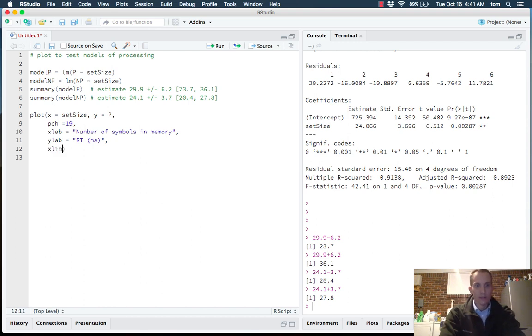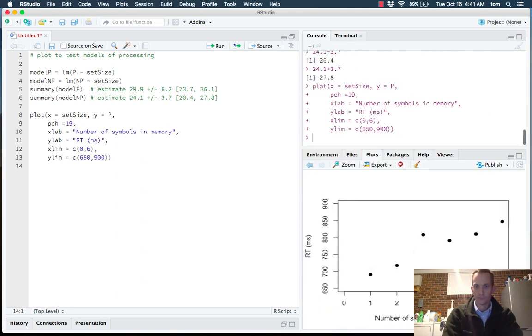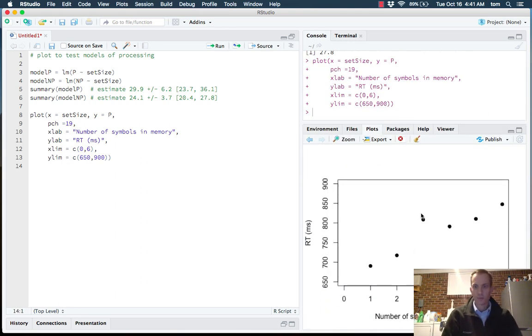One thing I'm going to do a little bit different than the last video is I'm going to put an xlim, and I'm going to put c from 0 to 6, and I'll show you why in just a second. And then the ylim, I'm going to use 650 to 900. You can just use the one we did last time too. I don't remember if that was exactly it or not. This should do it for us. Let's execute the plot. We'll execute line 8 here. Okay. All right. This gives us a pretty nice plot.